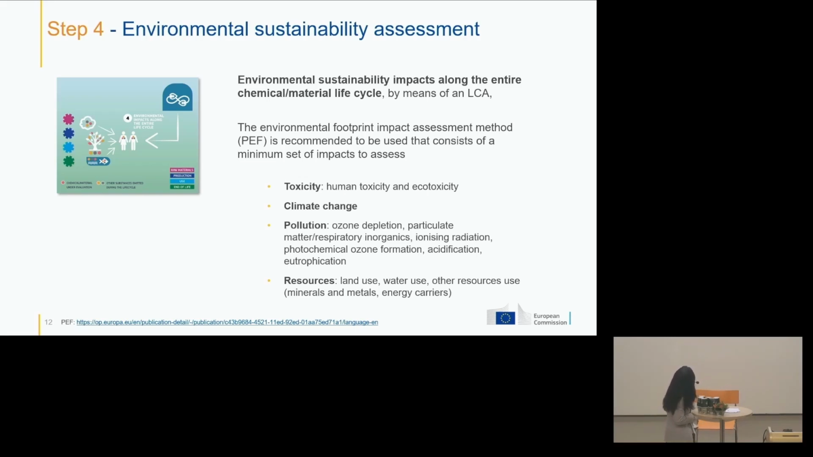And for this, the Product Environmental Footprint impact assessment is the recommended methodology. This methodology recognizes a minimum set of impacts, 16 impacts that are gathered in 4 different aspects that are also mentioned in the Chemical Strategy for Sustainability: toxicity, climate change, pollution, and resources.